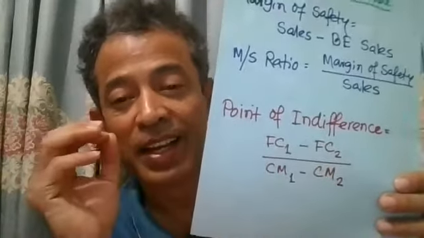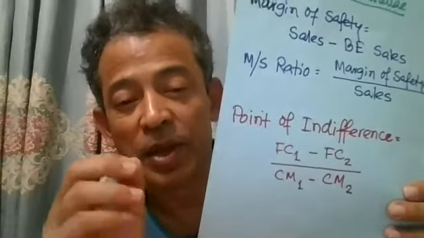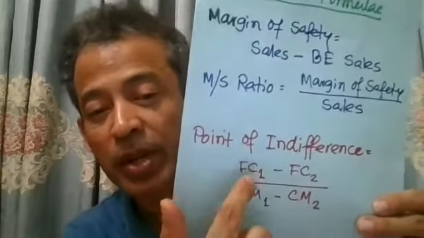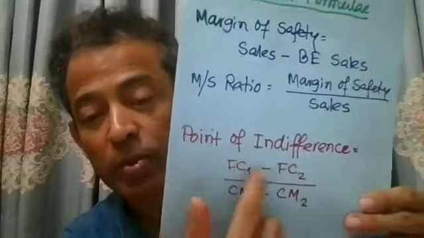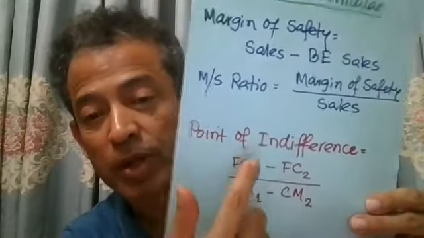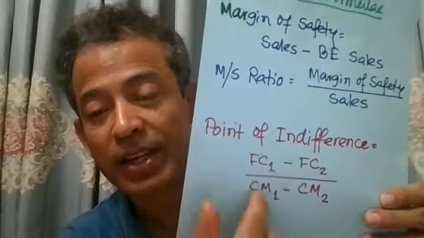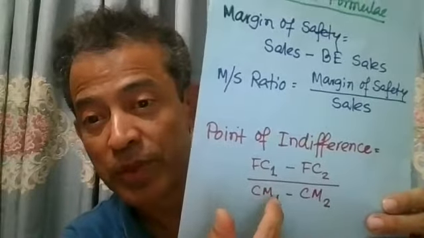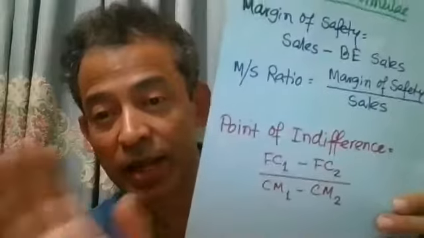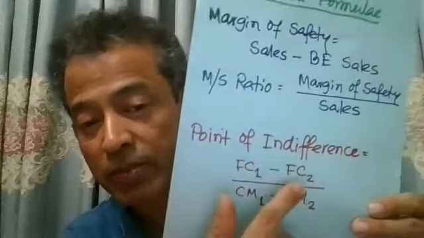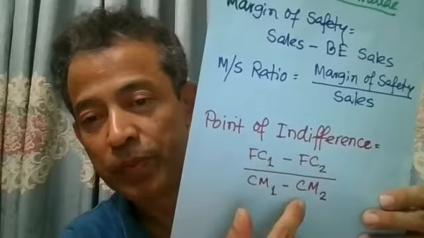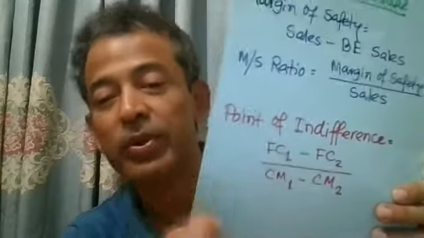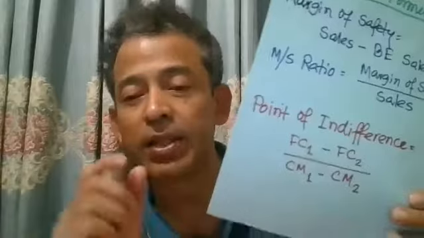And you're going to like it even more when you know that it doesn't matter whether FC1 is the capital intensive one. The numerator doesn't have to be positive. If the numerator is positive, then definitely the denominator is going to be positive too, so you'll not have a negative answer. So FC1 minus FC2 divided by CM1 minus CM2. That would give you the answer, and that answer will be a number.